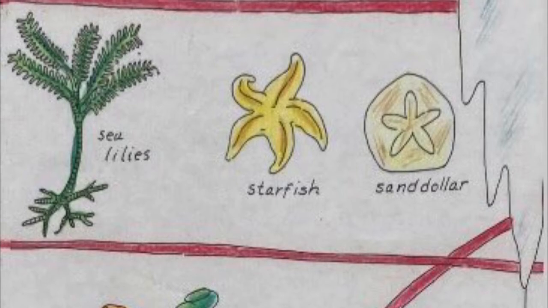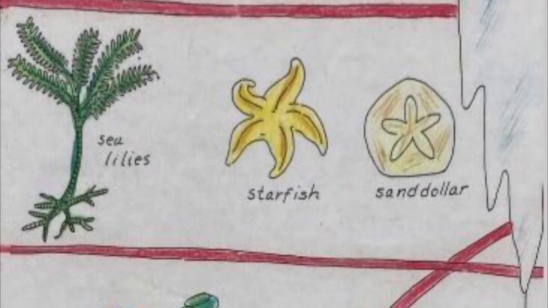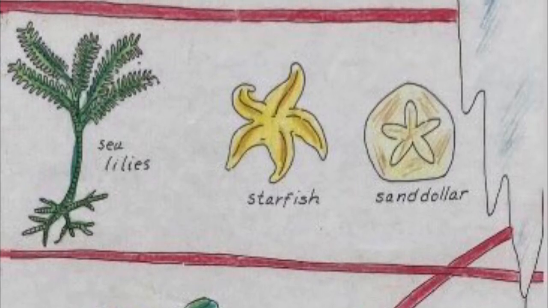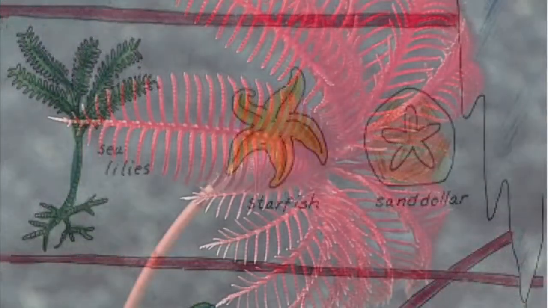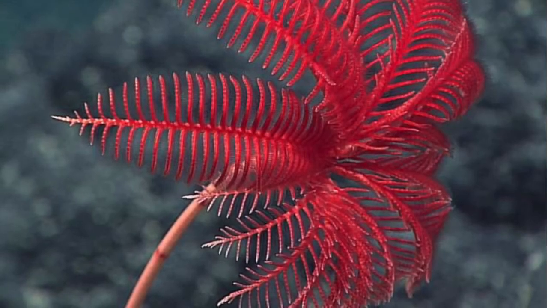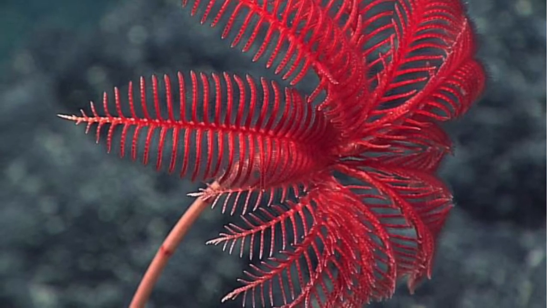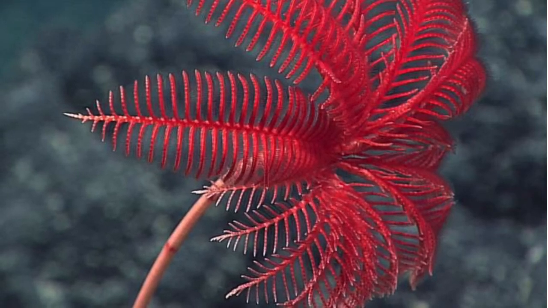Sand dollars and starfish were still in the oceans during this time. The starfish had a broad center and 5 smaller thin arms, and they were about 4 inches across. Sea lilies were also prevalent in the oceans during this time. They were the Silurian crinoids, flower-like and about 6 inches tall.